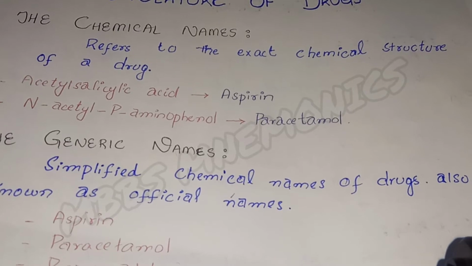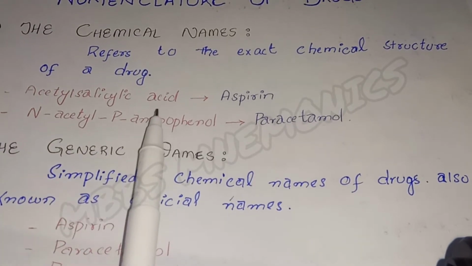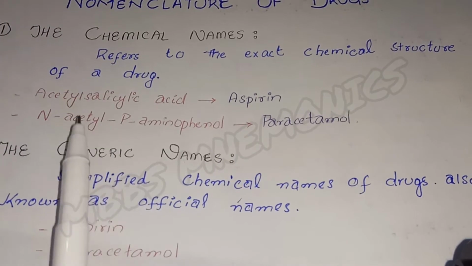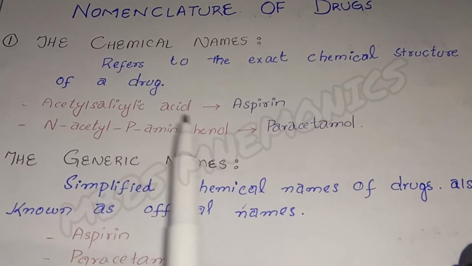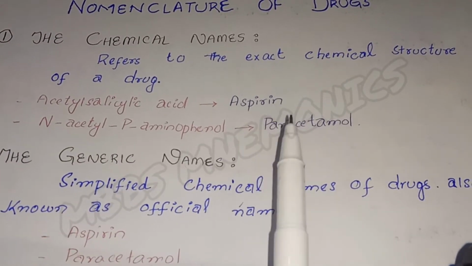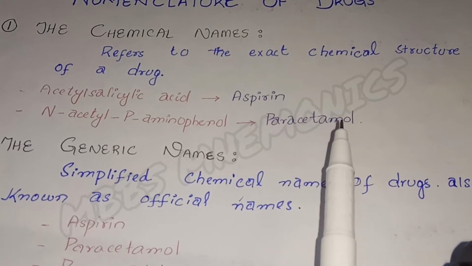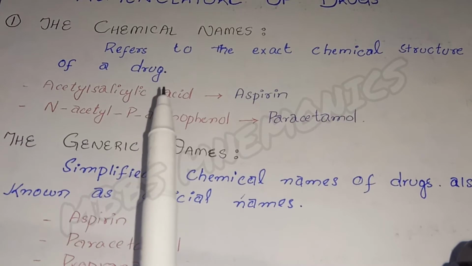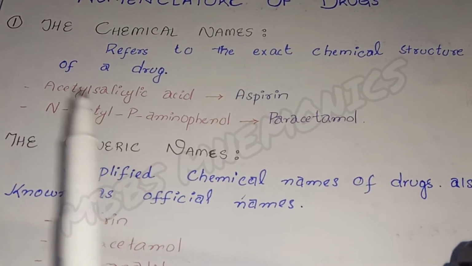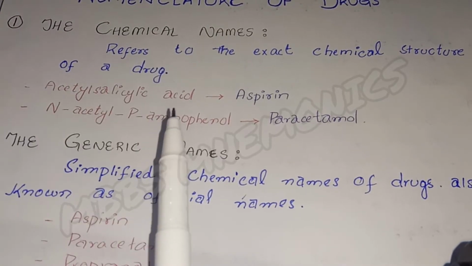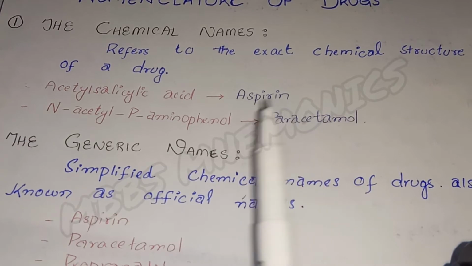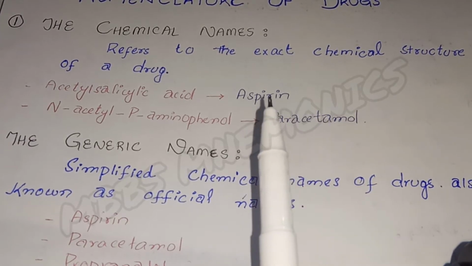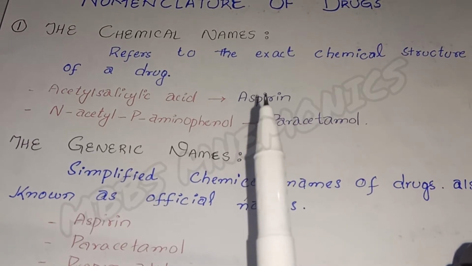Examples are acetyl salicylic acid, which is the chemical name of aspirin, and then we have N-acetyl P-aminophenol, which is the chemical name of paracetamol. So guys, you can see that these two are lengthy names, so they are not prescribed in our everyday life. And aspirin and paracetamol are much shorter names and known by everyone.